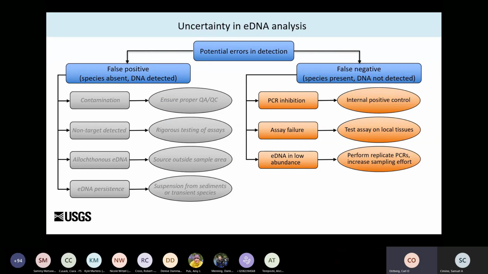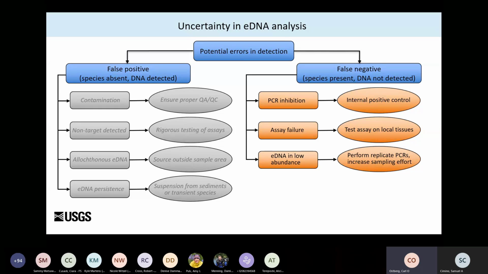So for false negatives, PCR inhibitors could cause false negatives if they're not accounted for. And we just kind of talked about that, but like I mentioned, it's common protocol to first test for PCR inhibition prior to testing for the target species. So inhibited samples are typically going to be identifiable.